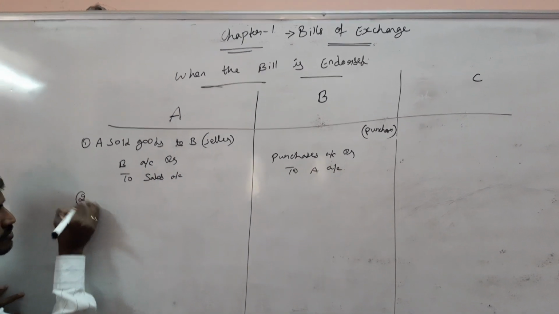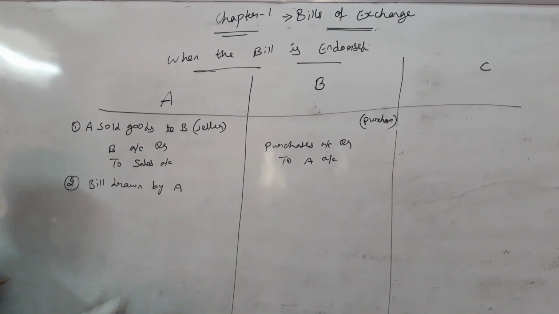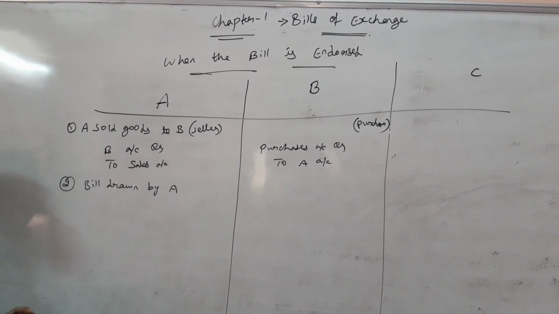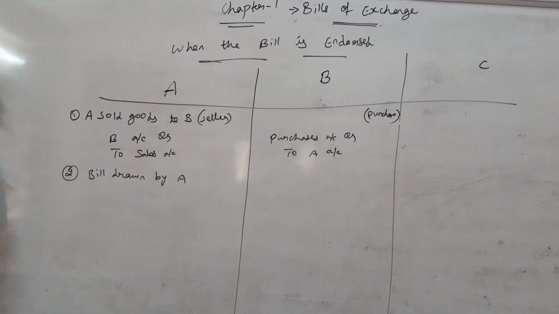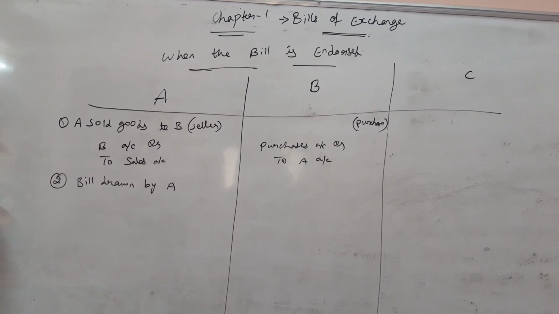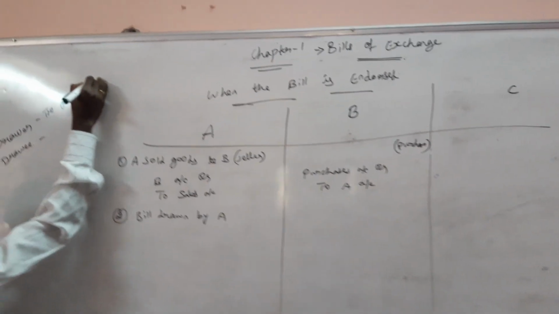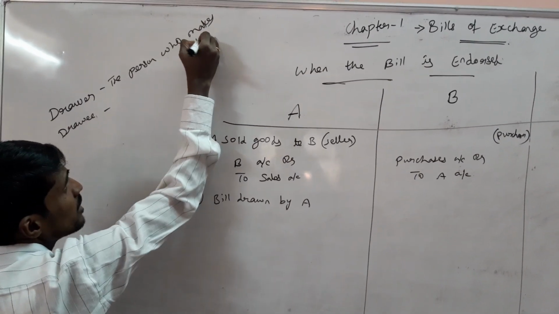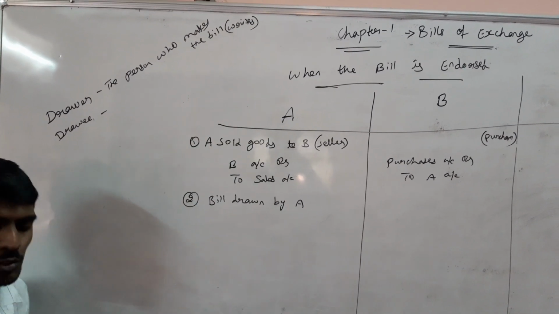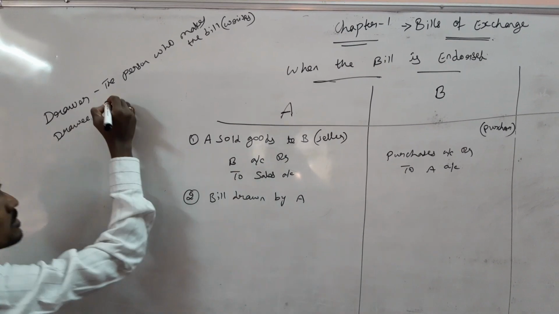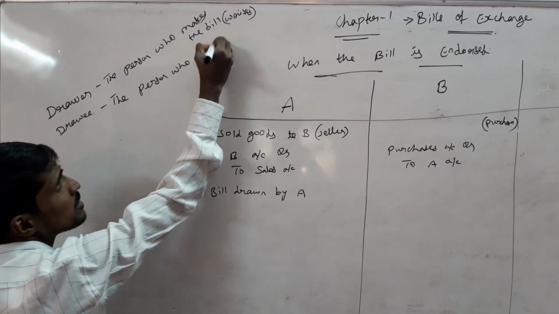Next, bill drawn by A means here he is drawing the bill. In your bills of exchange, there will be a person called the drawer and drawee. The meaning is the person who makes the bill, who writes the bill, will be called the drawer. Drawee means the person who accepts the bill.